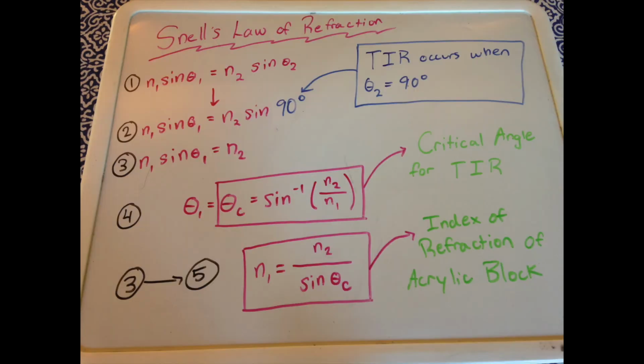Snell's law states that the index of refraction of one material times the sine of its incident ray is equal to the index of refraction of the second material times the sine of the angle of refraction. This is written in the top left corner as n1 times sine of theta 1 equals n2 times sine of theta 2. Since total internal reflection happens when theta 2 equals 90 degrees, and since the sine of 90 degrees equals 1, it's a matter of simple algebra to solve for theta 1, which is the critical angle.